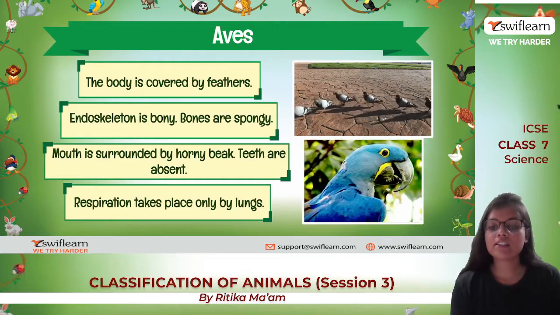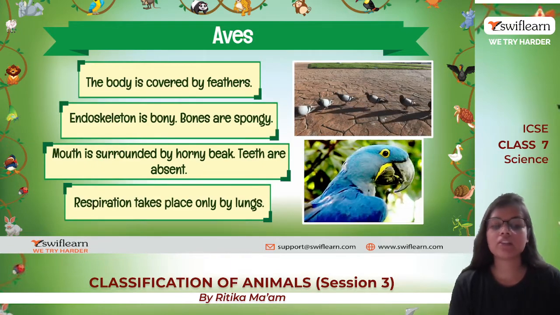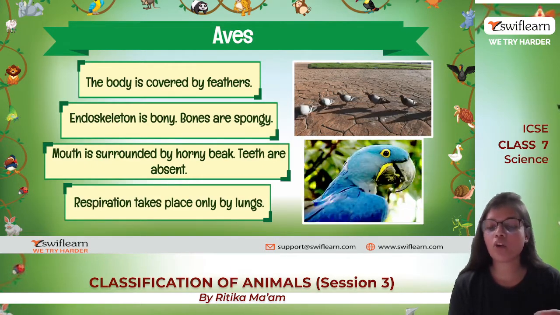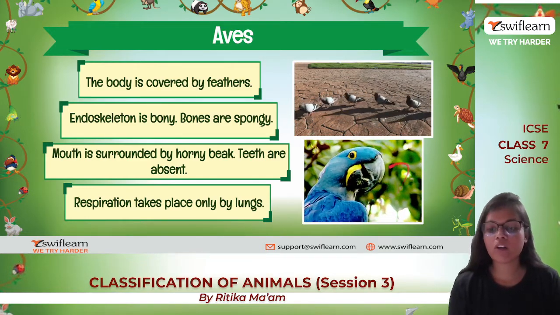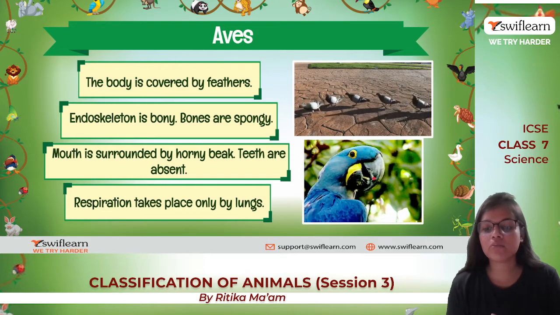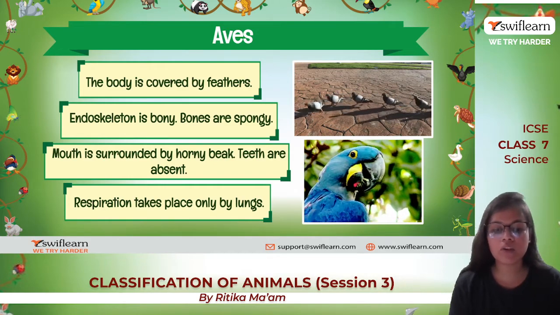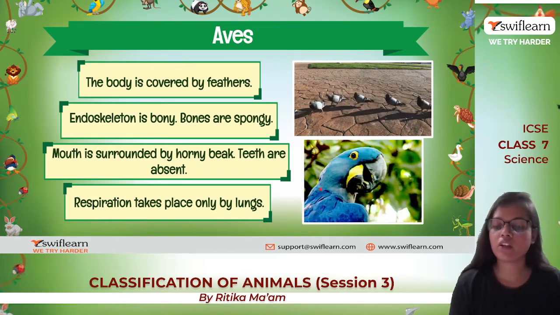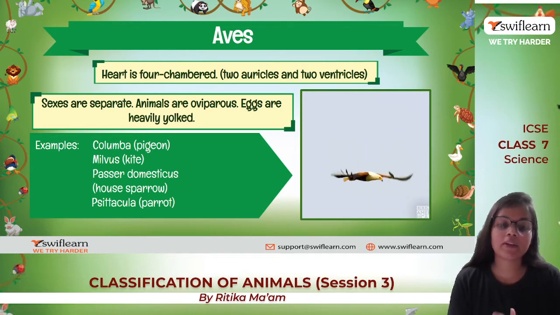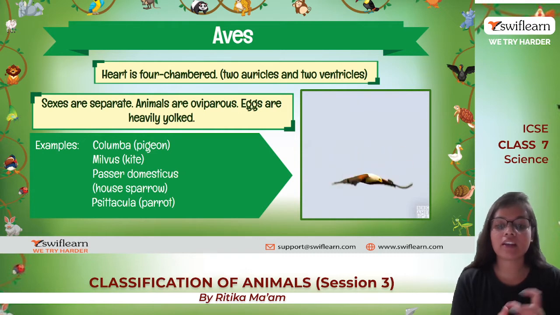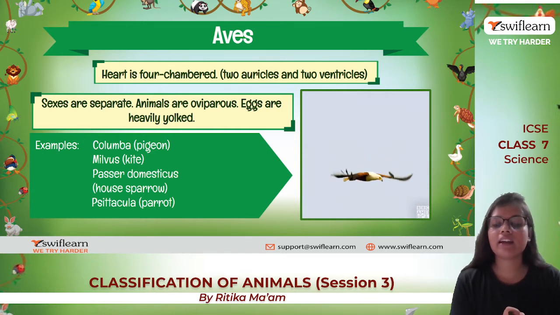Now their body is covered by feathers, and their endoskeleton is bony, and their bones are spongy and lightweight. Their mouth is surrounded by a horny beak, so teeth are absent, but they have a beak for biting the food, and respiration takes place only by the lungs. Talking about their heart, it is 4-chambered, in which 2 auricles and 2 ventricles are there, and they have separate sexes. The animals of the aves family are oviparous and they lay eggs, and their eggs are heavily yolked.